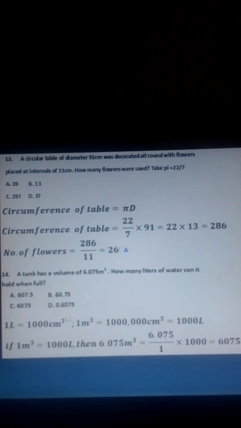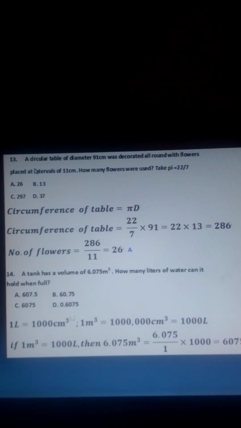Next is question 13. A circular table of diameter 91 centimeters was decorated all round with flowers placed at intervals of 11 centimeters. How many flowers were used? Take pi to be 22 over 7. Now, this table is circular, and to find the circumference of that table, the formula is pi d. Circumference of a circle is equal to pi times the diameter, or 2 times pi times radius. So pi is 22 over 7 times diameter 91.